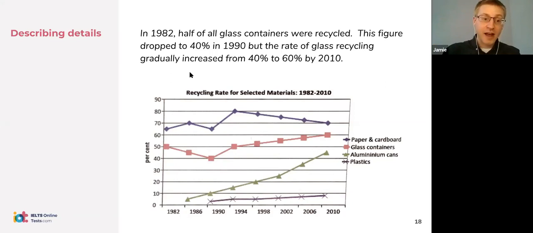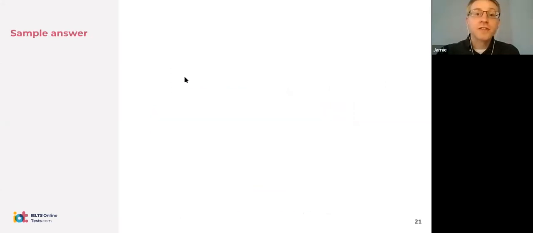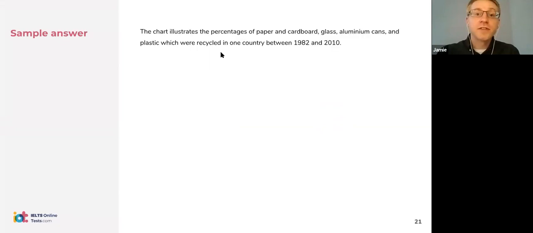So I'm going to move on to show you a completed sample answer here, and then we'll take a look at some questions. So here we have the introduction. The chart illustrates the percentages of paper and cardboard, glass, aluminium cans, and plastic which were recycled in one country between 1982 and 2010. Clear parrot introduction.